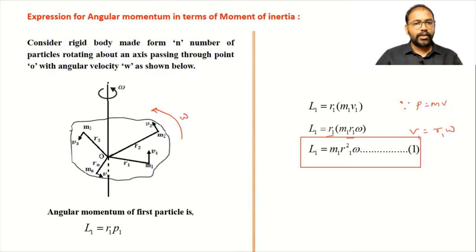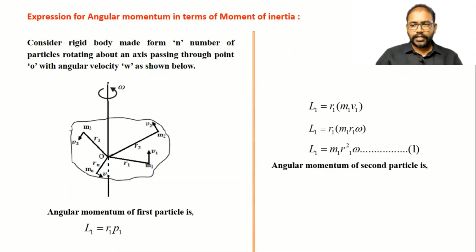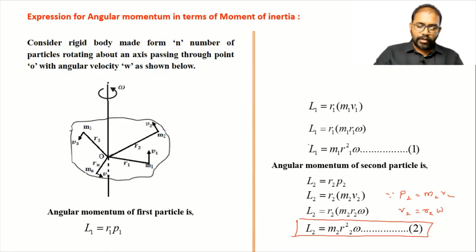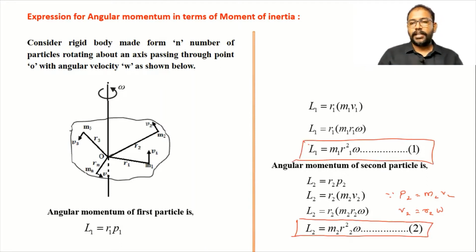In a similar way we have to find the angular momentum of the second particle, by the same method. So the angular momentum of the second particle is L2 is equal to r2 p2. Then again we use p2 is equal to m2 v2. This is the reason for this step. Then v2 we can write as v2 is equal to r2 omega. After writing that we get the next step, where r2 and r2 give r2 square. This is the expression for the angular momentum of the second particle, and it is equation number 2.